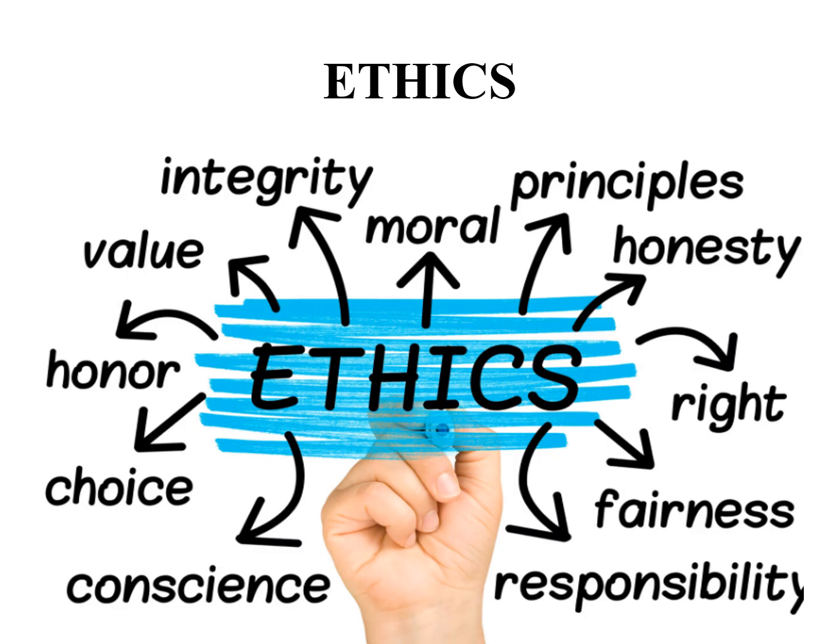Here are some ethical terms, ethical words, showing how we work in a positive ethical manner in all areas. Many examples are given in this slide. First is integrity, and then morals and principles, honesty, rights, fairness, responsibility, conscience, choice, honor, and values. These ethical terms are normally used in all workplaces and in society, in the moral ethical words of professional ethics.